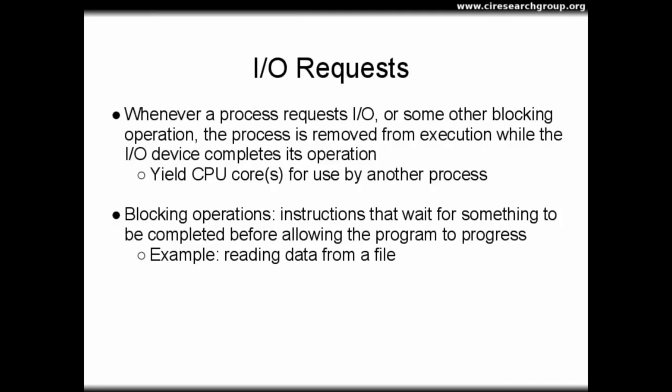Operations that cause the process to yield the CPU cores and wait for some external event to occur are called blocking operations. Reading data from a file is an example of such an operation. The process calls the read function, and the read function does not return until it has read some data. The process may have been moved off the CPU and then restored and returned to the CPU while waiting for the read function to return.